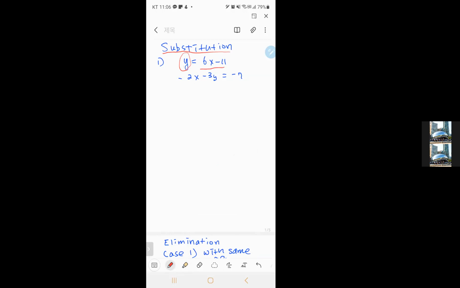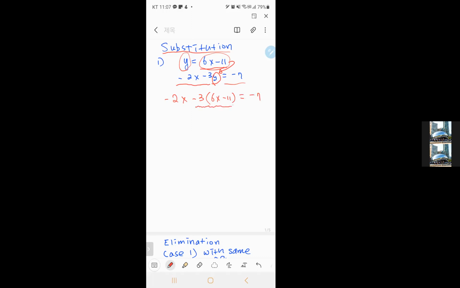So here, if y equals that, we're going to rewrite this equation. Instead of using y, we're going to substitute this into y. So let's rewrite the equation: minus 3x minus 3 times (6x minus 11) is equal to minus 7.